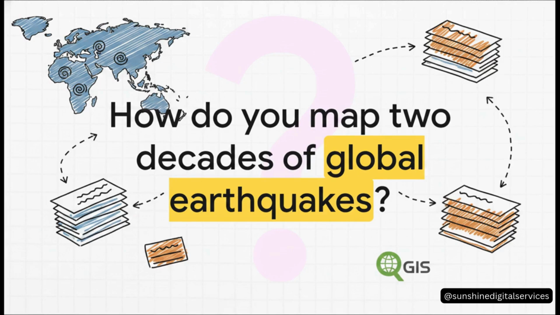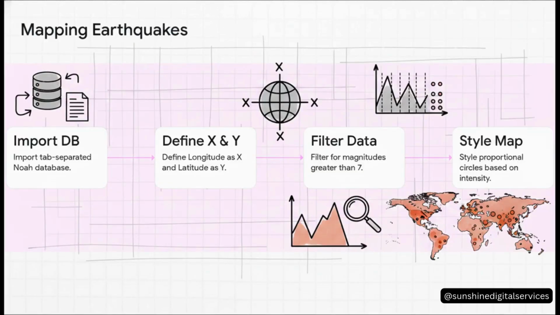Because to the naked eye, a plain text file from a government agency filled with thousands of rows of dates and coordinates is just an intimidating wall of text. Well, it's actually incredibly straightforward. You just import that tab-separated database and literally tell QGIS, hey, longitude is my X coordinate and latitude is my Y. Boom. Instantly, those 1,200 boring text rows are projected onto a world map. From there, you just filter out the smaller tremors to show only magnitudes greater than 7 and style the proportional circles based on intensity. In just a few clicks, you've transformed a spreadsheet into a heat map of active geological fault lines.